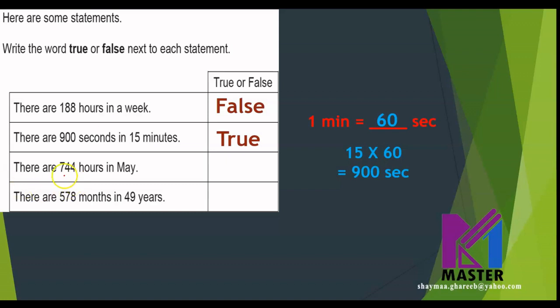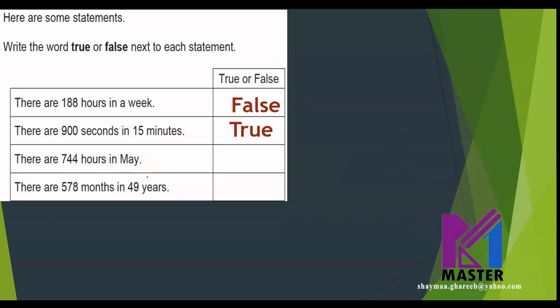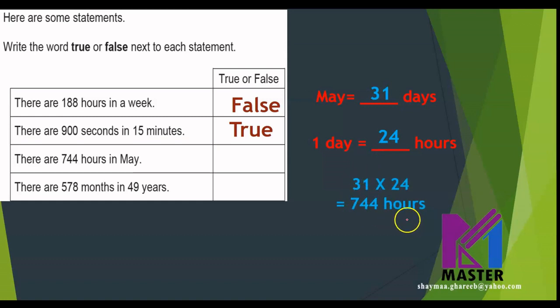There are 744 hours in May. So first we have to ask how many days are there in May? 31 days. And how many hours in one day? 24. So we are going to multiply the number of hours in a day times 31 days to find how many hours are there in May. It is 744, which means true statement.